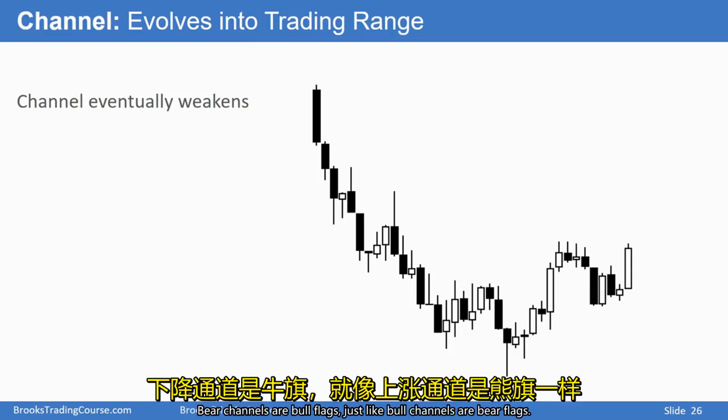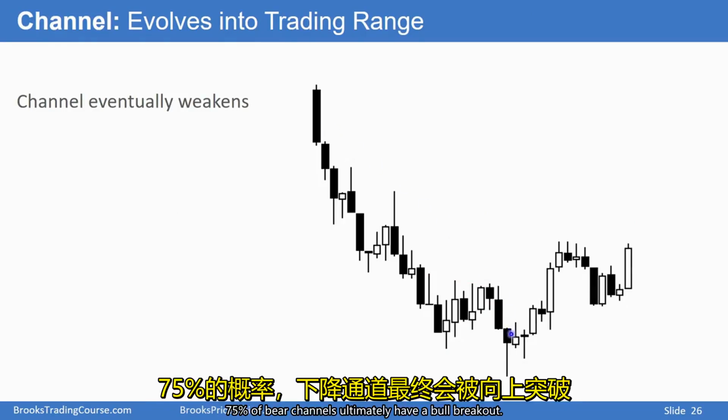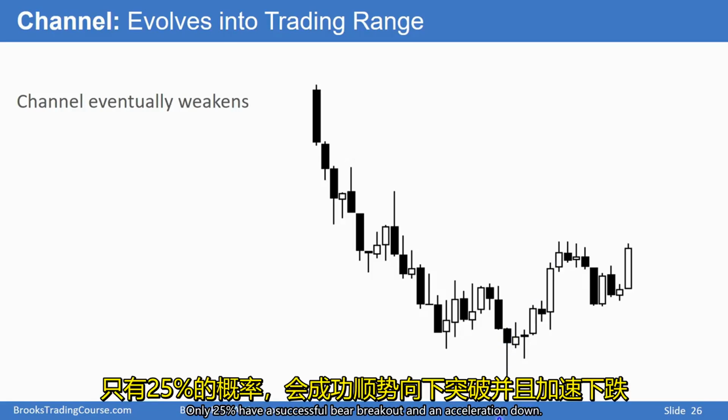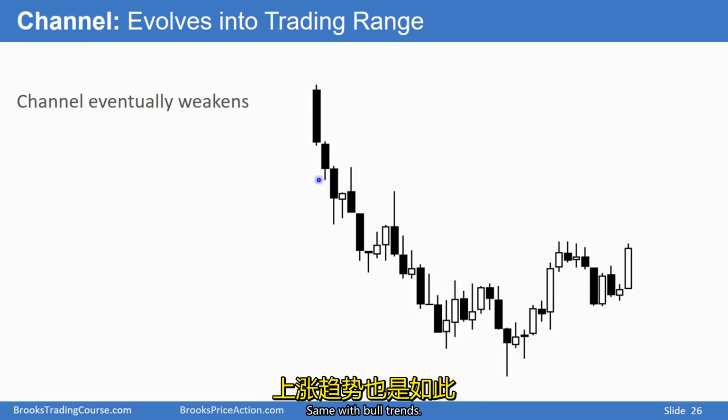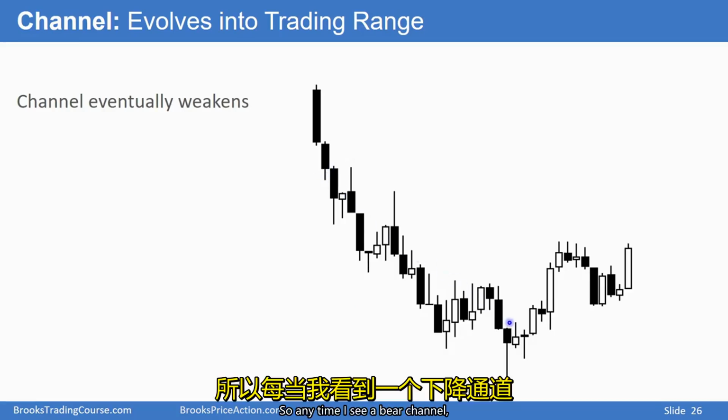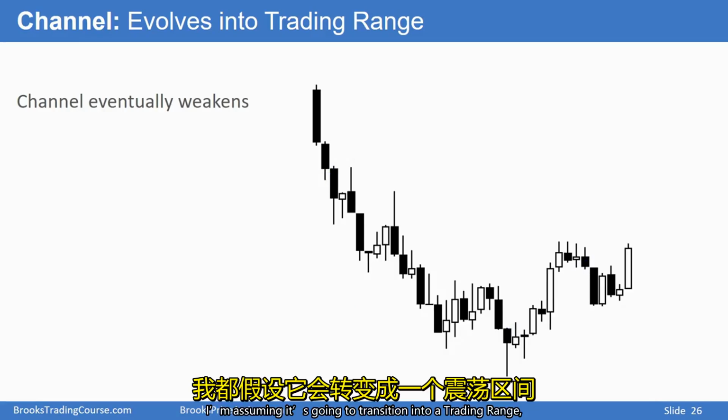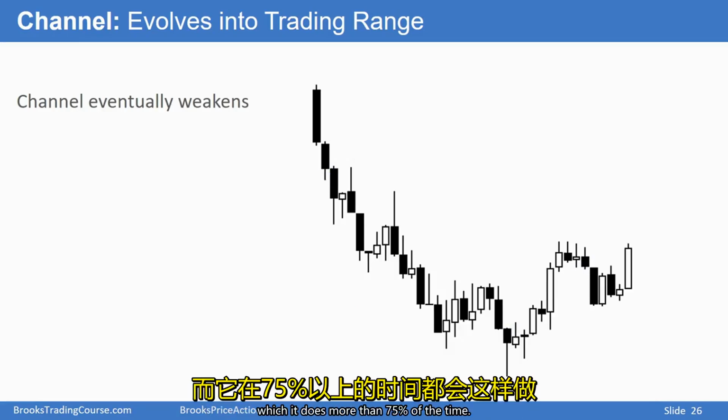Bear channels are bull flags, just like bull channels are bear flags. 75% of bear channels ultimately have a bull breakout. Only 25% have a successful bear breakout and an acceleration down. Probably even less than that. Same with bull trends. So anytime I see a bear channel, I'm assuming it's going to transition into a trading range, which it does more than 75% of the time.